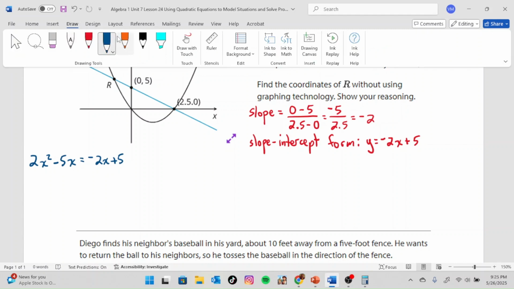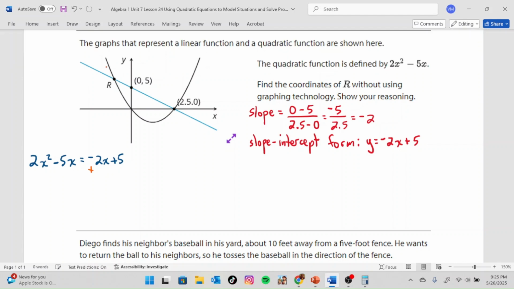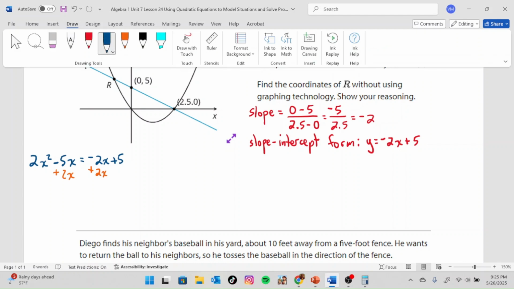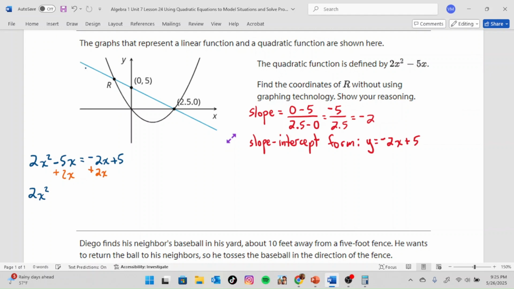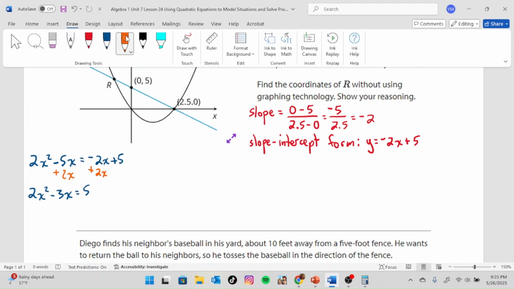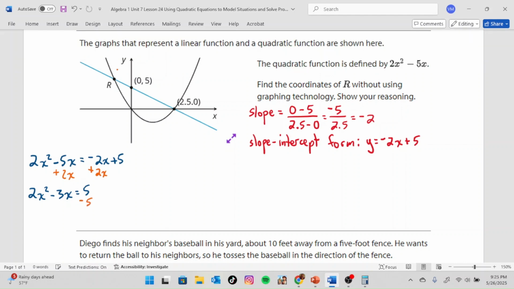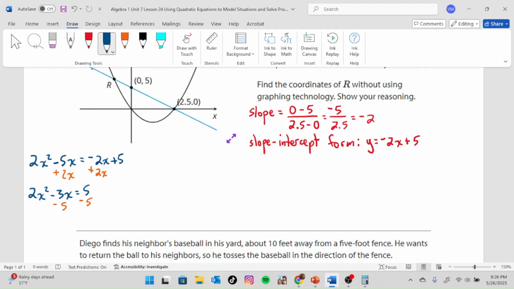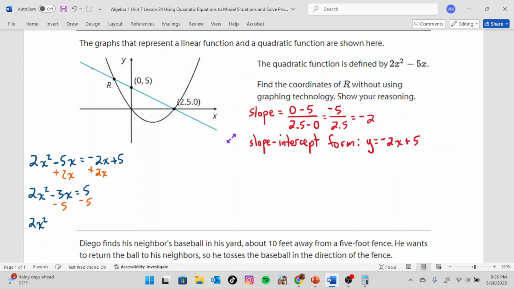So the first thing I would do is add 2x to both sides. This will result in 2x squared minus 3x equals 5. My next step would be to subtract 5 from both sides. That is going to result in 2x squared minus 3x minus 5 equals 0.